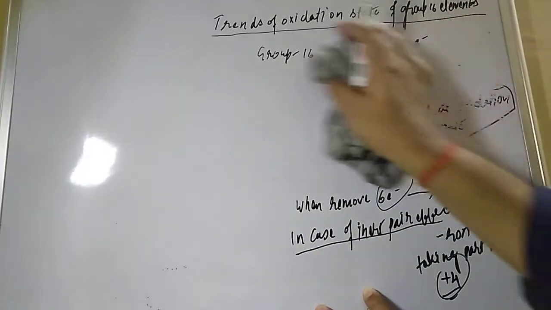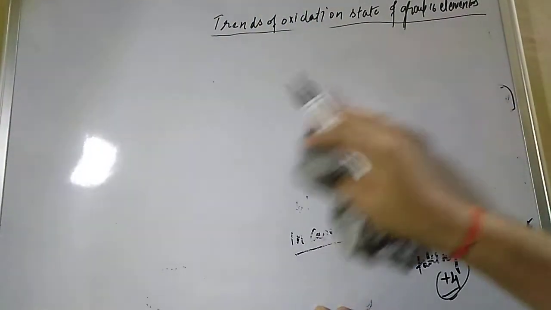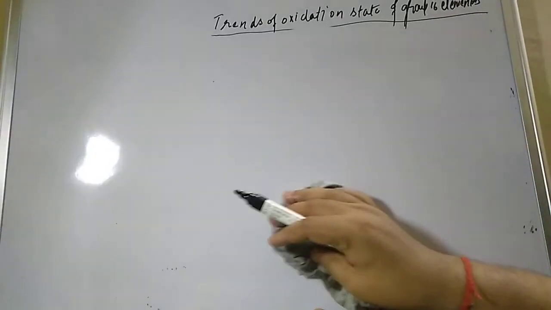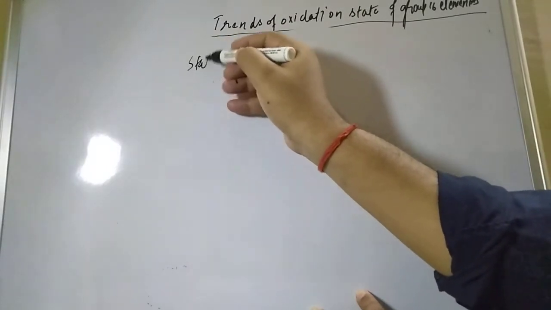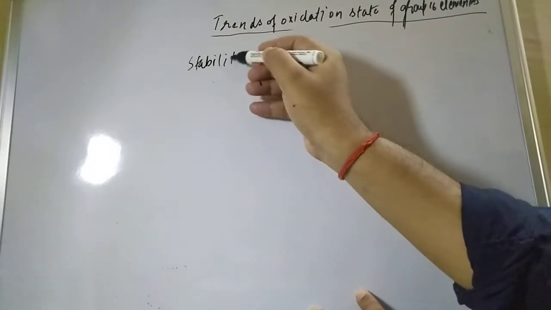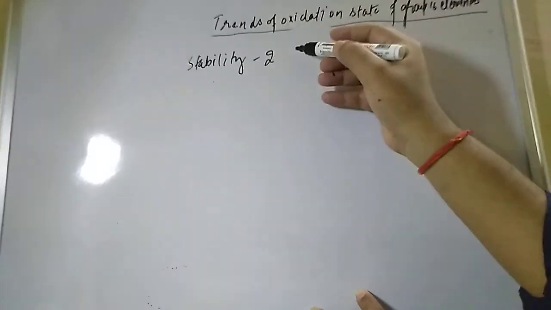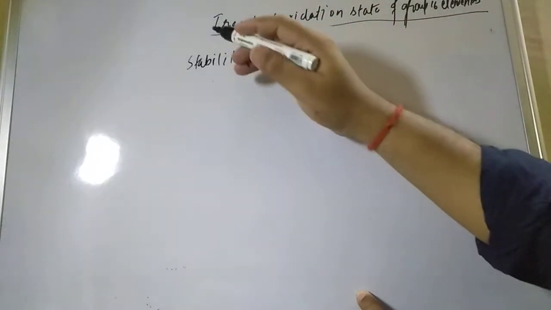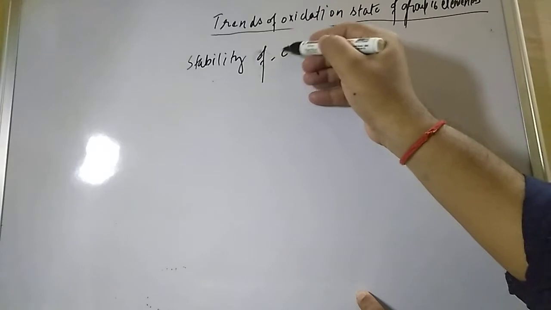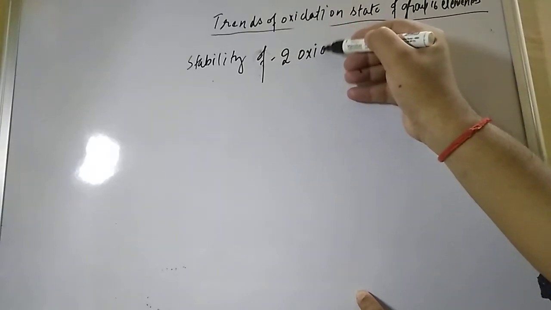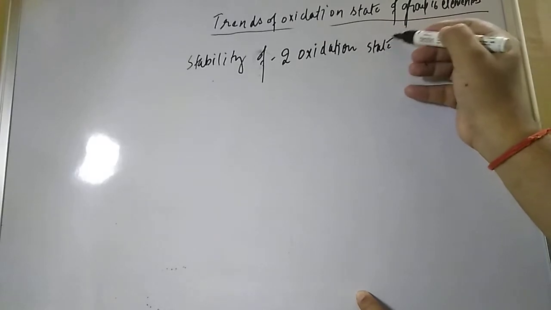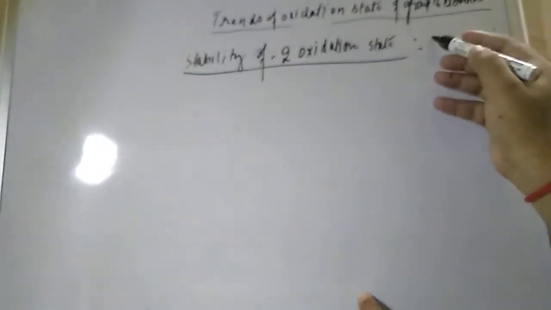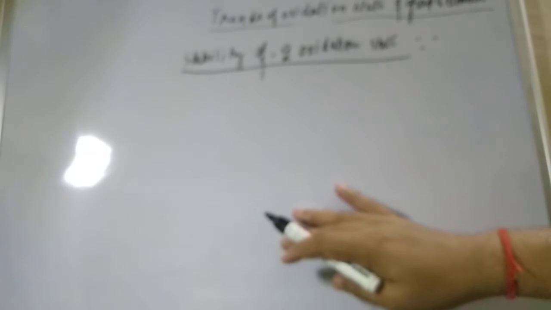Now friend, I am going to study the trends in the stability of these oxidation states. When you are talking about the stability of the minus 2 oxidation state, how can you understand it?